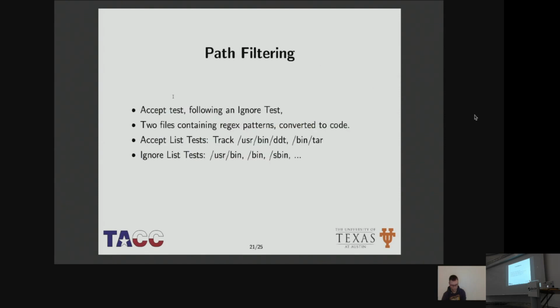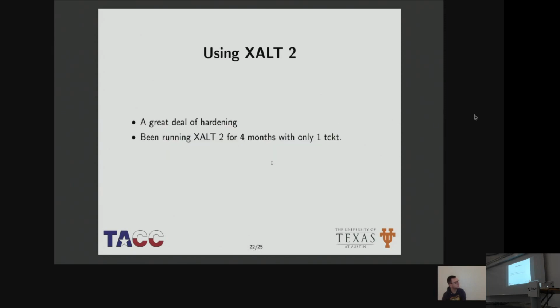And we do this by path filtering. So we run an accept test and an ignore test, two files containing regular expressions. This is converted to code, so it's really quick. And so you can say, well, I'm not going to track everything in user bin, but I want to track DDT or tar or something. And otherwise you can ignore certain directories. And we've spent a lot of time hardening XALT 2. We've been running it four months on our system here, and we've only had one ticket with it.